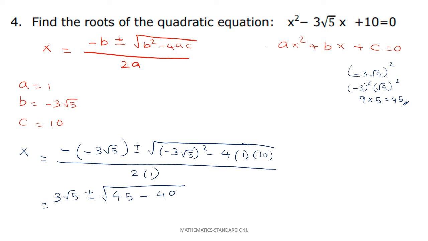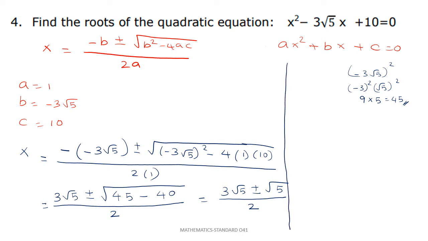4 into 10 is 40, divided by 2. So now 3 root 5 plus or minus, 45 minus 40 is 5, divided by 2. So now we have two answers. One is with plus, other is with minus. So let's write it separately. So we have two roots. One is 3 root 5 plus root 5 by 2. And the other one is 3 root 5 minus root 5 by 2.